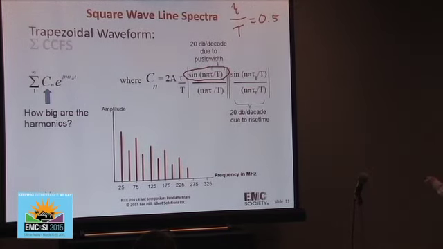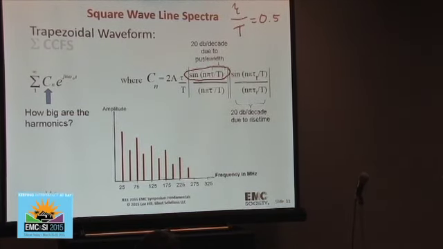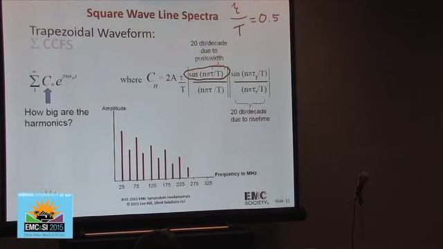When that thing equals a half, what happens when we pick n, harmonic number, equal to an even number? When n is equal to 2, the second harmonic, we get 2 times pi times a half. That's the sine of pi. Sine of pi is 0. Sine of 2 pi is 0 when n is equal to 4. When n is equal to 6, sine of 3 pi. So in other words, if you can build a square wave with 50.0% duty cycle, even order harmonics go away.